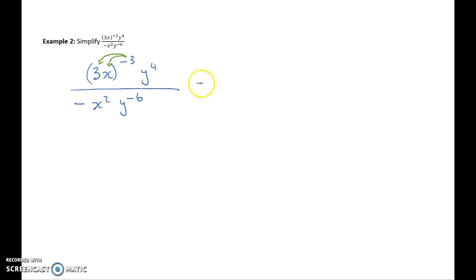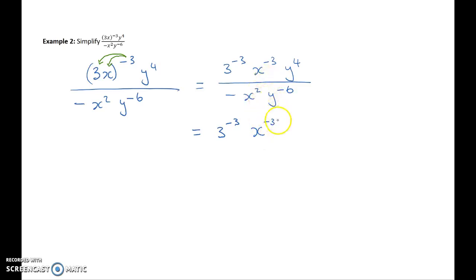So that is going to give us 3 to the negative 3, x to the power of negative 3, y to the power of 4 over negative x squared y to the power of negative 6. And what we'll do is we'll actually leave the 3 to the negative 3 there for the time being. Now you have an x on top and an x on the bottom, so let's subtract those powers. So it'll be x, we have minus 3 on top, and then subtract the power on the bottom, so that's minus 2. And then y, we have y to the power of 4, and then subtract the power on the bottom, so subtract minus 6.